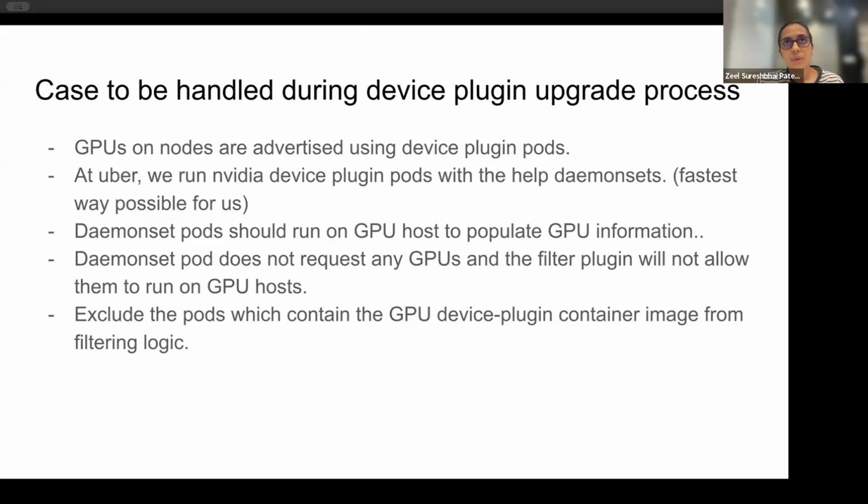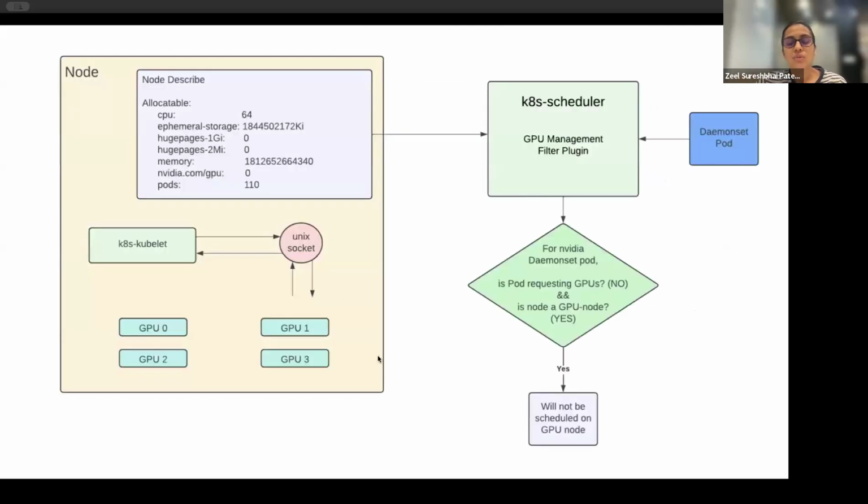So this problem will specifically happen whenever there is a restart. The node will of course be a GPU node, but the pod is not requesting GPU. So the device plugin pod will not be allowed to run on the GPU node. So what we'll do is, whichever device plugin is being used, if the container image of the pod is of the device plugin, we will mark the pod as a GPU pod in our pre-filter state.